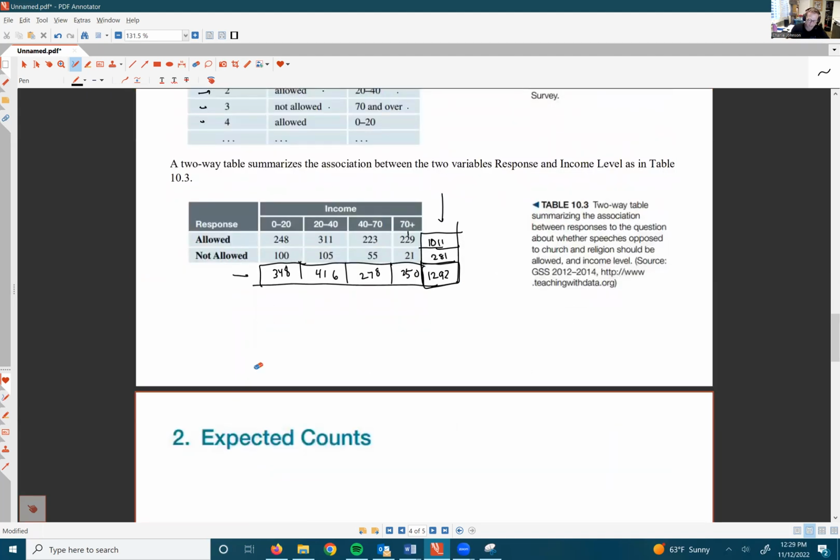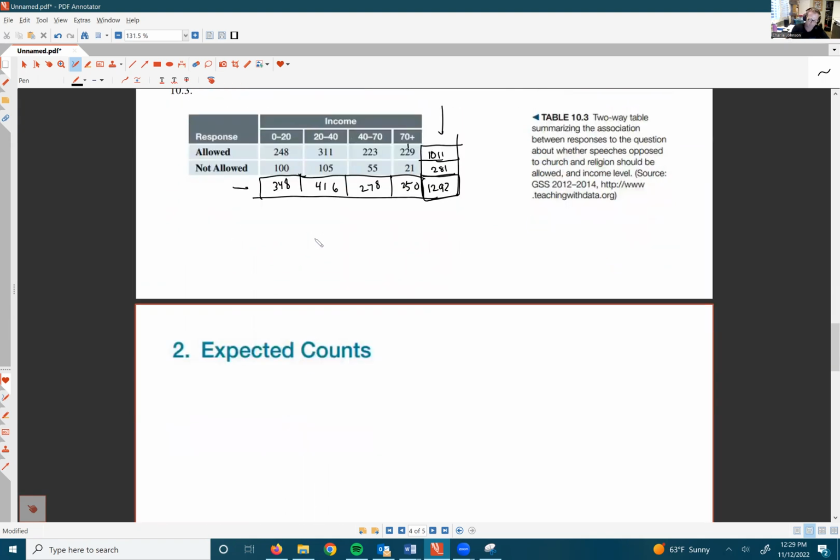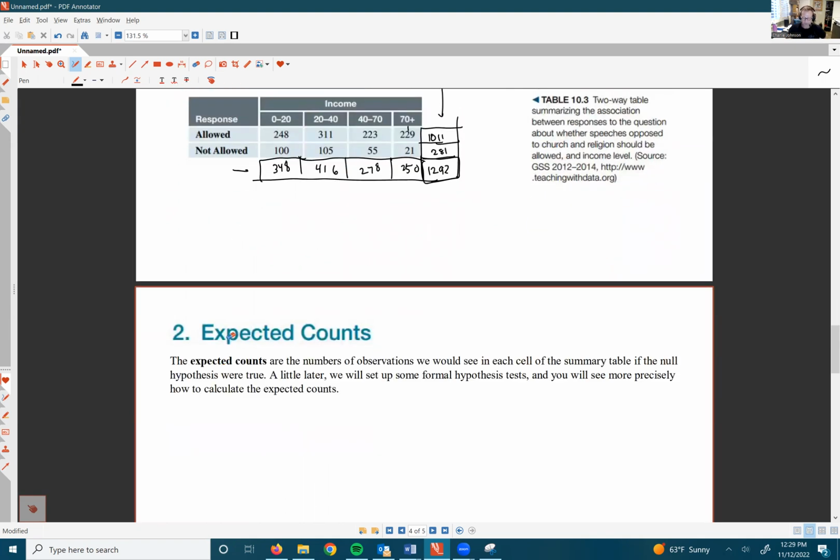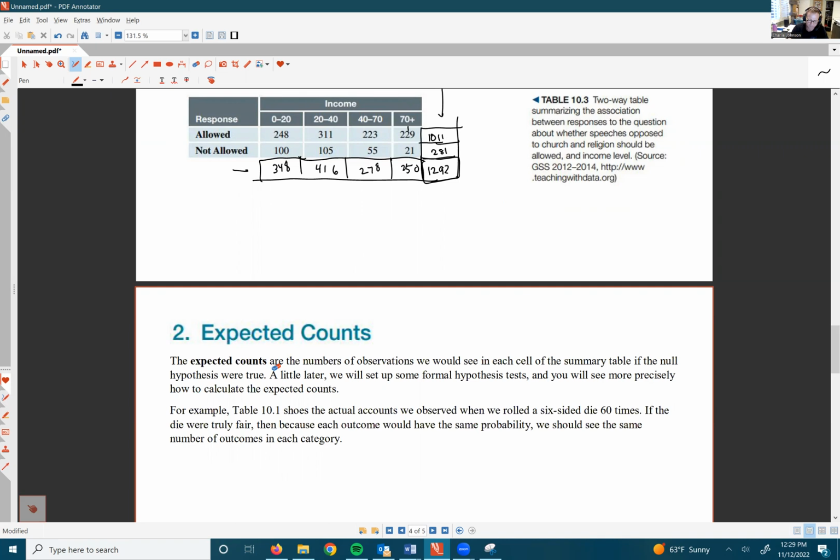All right, so now let's shift gears to expected counts. This is what's new with the chi-square test. The expected counts are the numbers of observations we would see in each cell of the summary table if the null hypothesis were true. A little later, we'll set up some formal hypothesis tests, and you'll see more precisely how to calculate the expected counts.